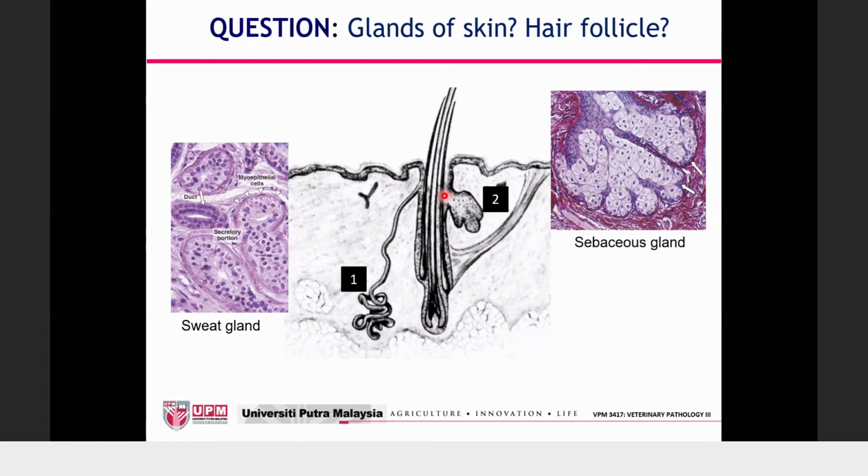Some people might have problem telling them apart, but for me, you have to just remember that the sweat gland is usually composed of columnar or cuboidal, usually single layered epithelial type of cell. But the sebaceous gland is always in a cluster. Okay, always in a cluster. That's what I would say is the typical feature to differentiate between the two.